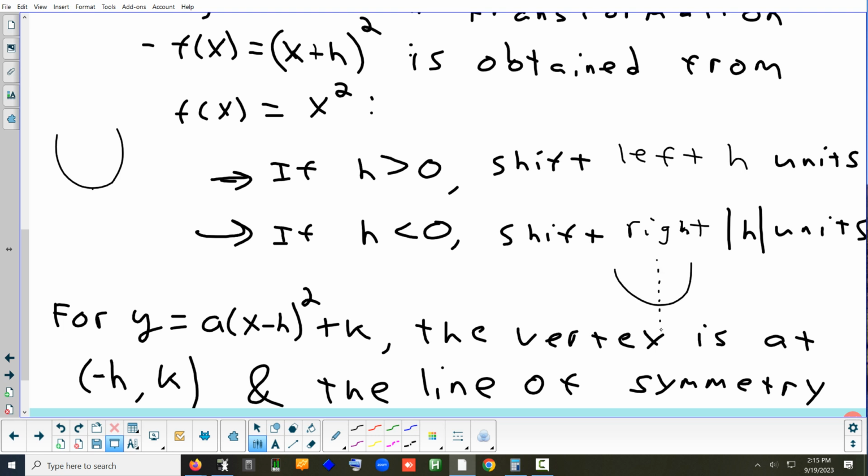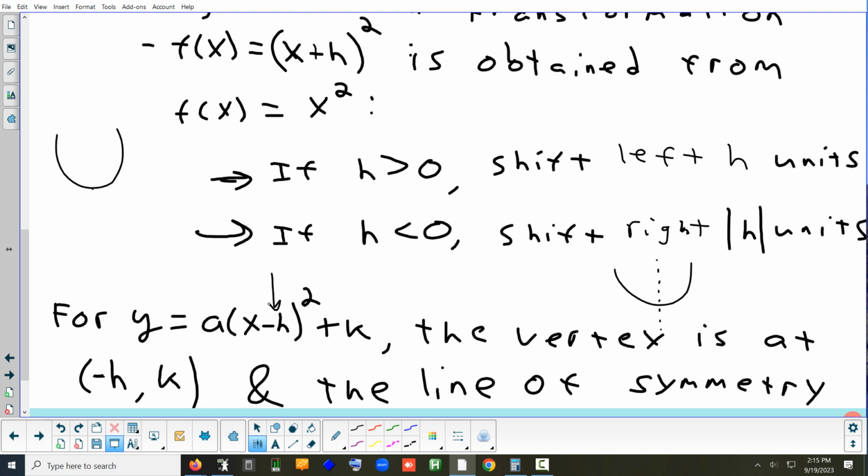Now, if you draw a parabola, put a line of symmetry. If you shift up or you shift down, what does that do to the line of symmetry? Nothing. When you shift up and down, nothing happens to the line of symmetry. So the only thing that affects the line of symmetry is when you shift left or you shift right. So this is what we're going to focus on when we talk about the line of symmetry.